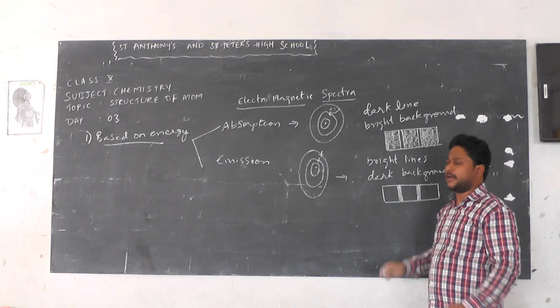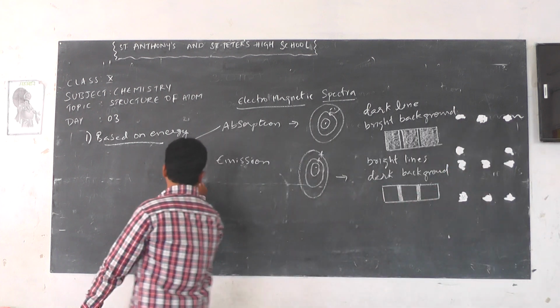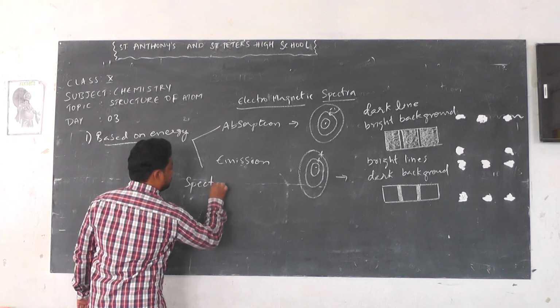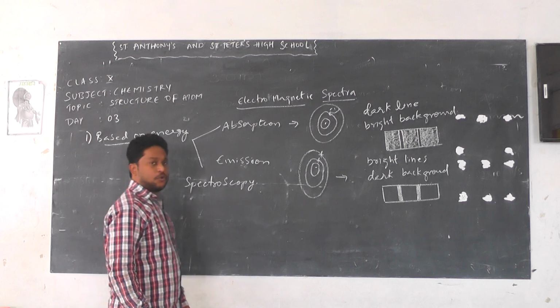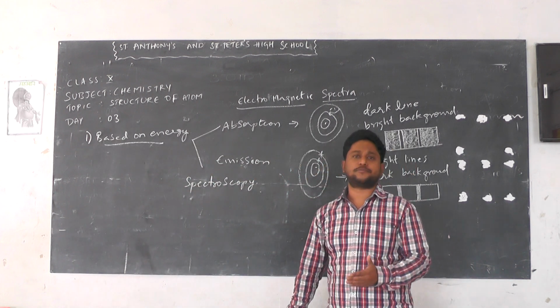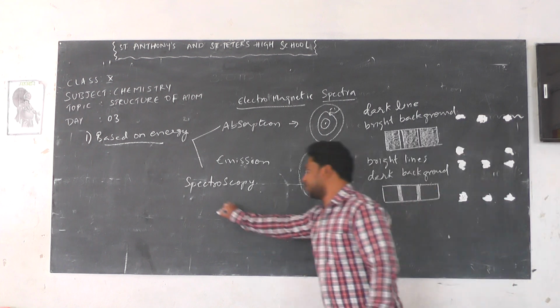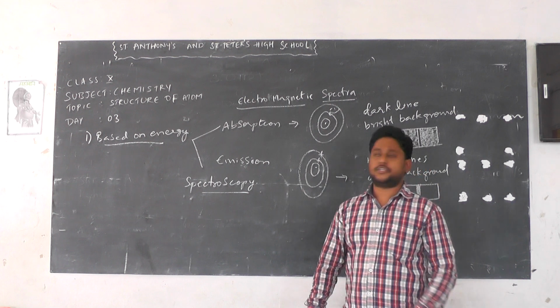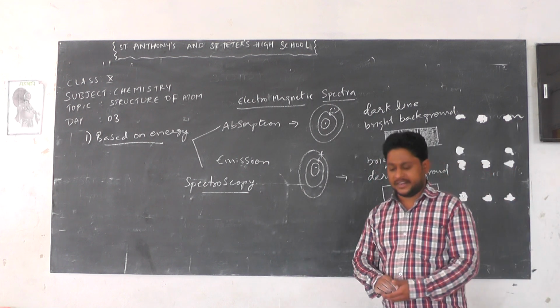So the study of absorption spectra and emission spectra together is called spectroscopy. Together it is called what? Spectroscopy. The study of emission spectra and absorption spectra based on energy is called what? Spectroscopy. So this is about based on energy. Let us see based on wavelengths.